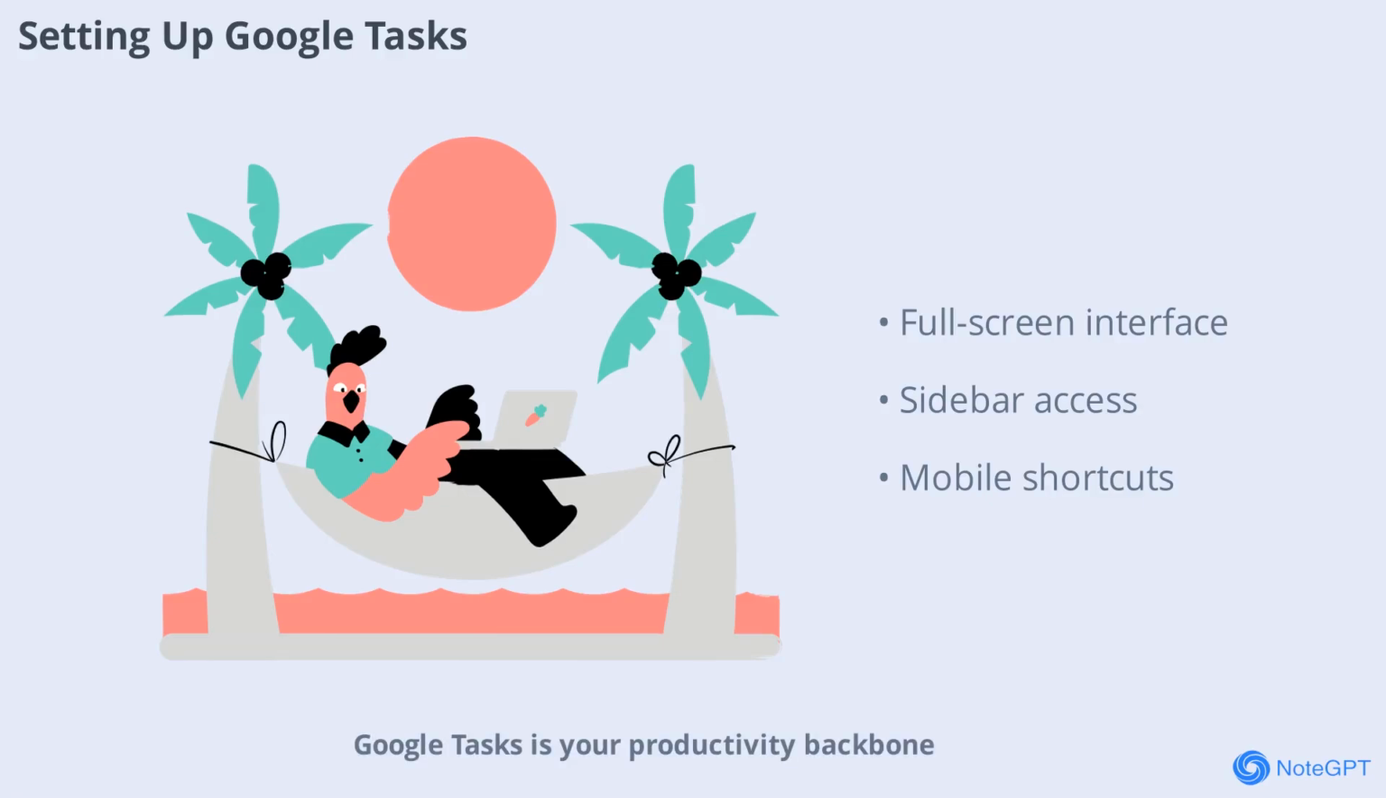Google Tasks is your productivity backbone. Start by bookmarking the full-screen interface at Tasks.google.com for an uncluttered workspace. Use the sidebar in Gmail, Docs, Drive, or Calendar to access your tasks anywhere. With mobile tricks like the Quick Add FAB and multi-account switching, you can manage work and personal lists seamlessly.